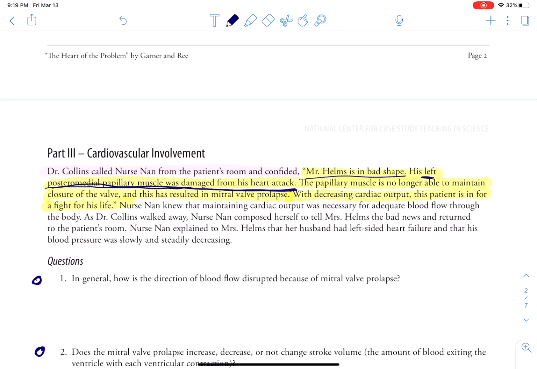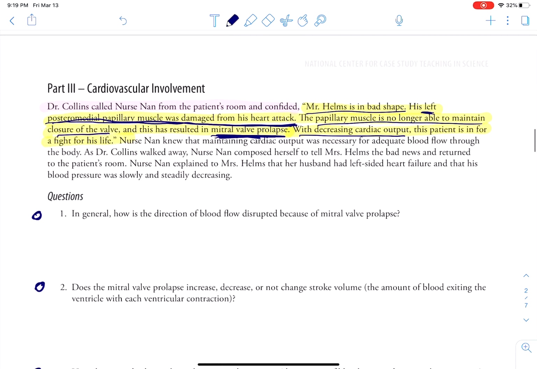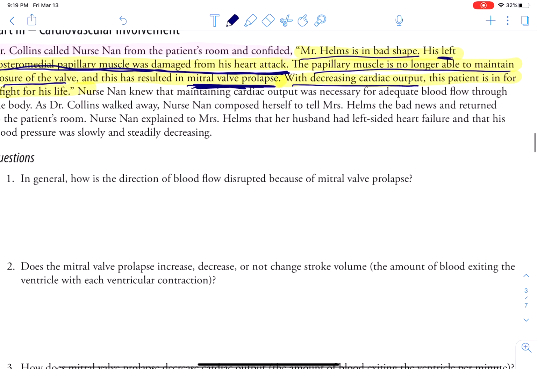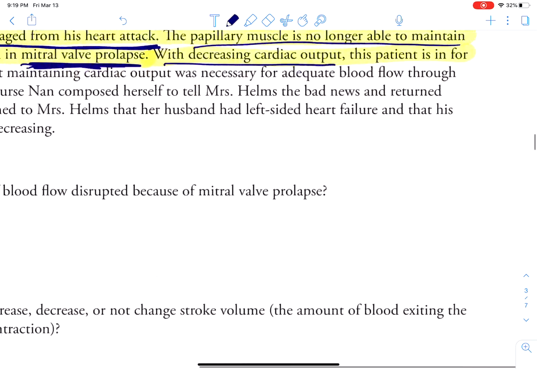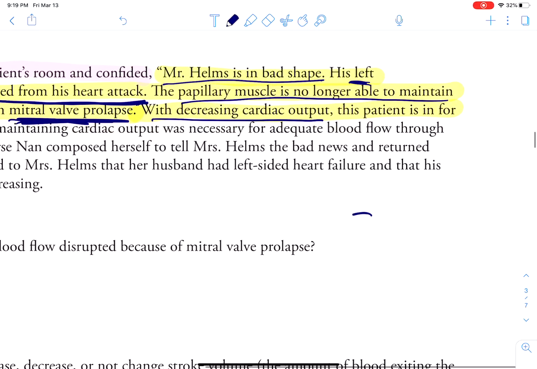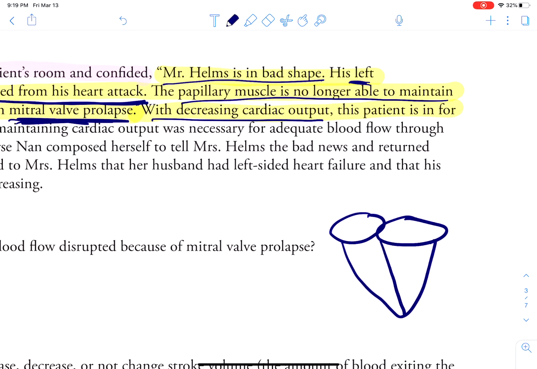Okay. The papillary muscle is no longer able to maintain closure of the valve, and this has resulted in mitral valve prolapse. With decreasing cardiac output, this patient is in for the fight of his life. All right, so in general, how is the direction of blood flow disrupted because of mitral valve prolapse? Let's draw a little diagram here. And we're going to have this be the mitral valve.